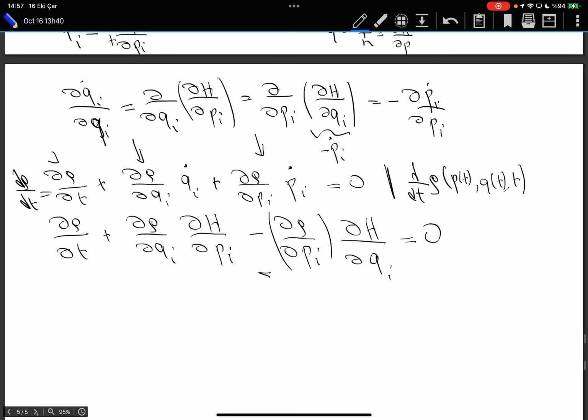Well, let's look at the second line now. This is d rho by dt. Does the other two terms remind you of anything? It's the Poisson bracket in classical mechanics. So it's the Poisson bracket of rho with h. This should be equal to 0.